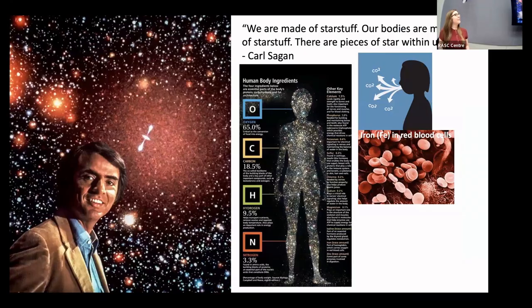Okay, so let's go back to my title, and it's essentially a quote that I believe many people have heard from Carl Sagan. We are made of star stuff. Our bodies are star stuff. There are pieces of stars within us all. So if you take a look at this beautiful figure, you can see that the percent of human body ingredients, things like oxygen, carbon, nitrogen, these were all made in stars. You see iron here as well, very important, obviously, for things like our red blood cells.